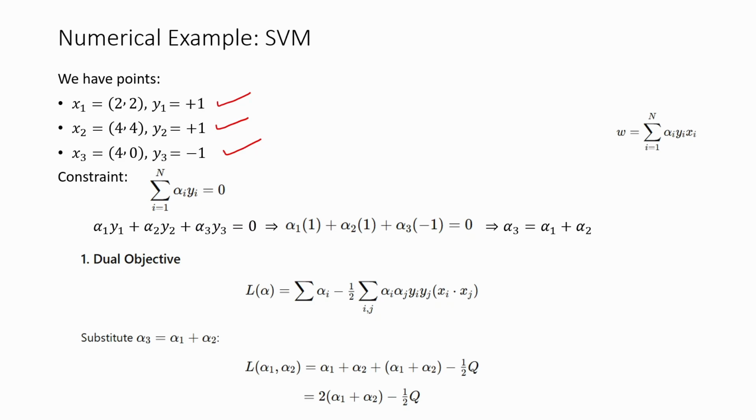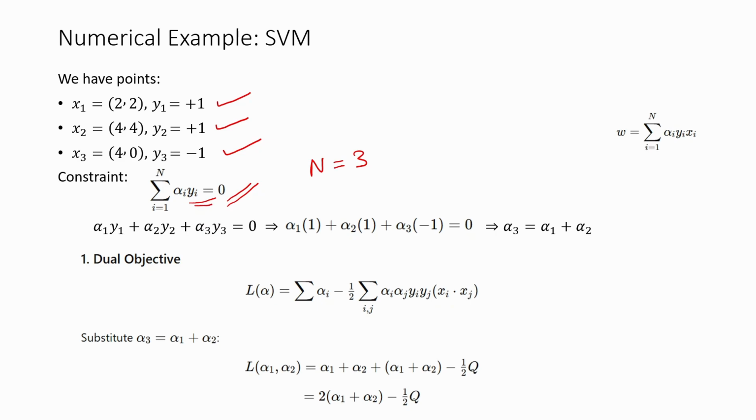As per the support vector machine theory, we know that the constraint is summation alpha i yi is equal to 0. So we can use this equation. Expanding it, n is equal to 3 because there are 3 data points. So we have alpha 1 y1 plus alpha 2 y2 plus alpha 3 y3 is equal to 0, where i goes from 1 to 3.